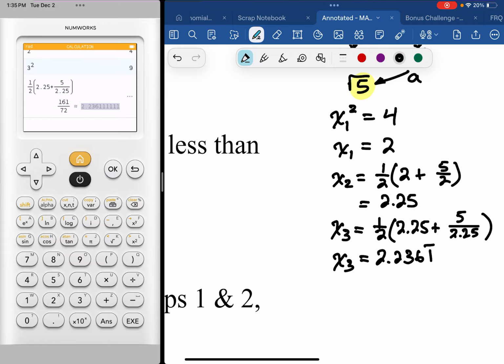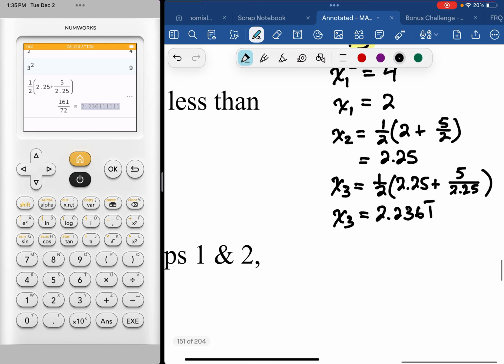If you want to leave it as a fraction, it's not a terrible idea. 161 over 72. Most calculators do this. If you scroll up, it'll give you a fractional equivalent to whatever the decimal is. So you could write it like that too. But I think we have enough accuracy here that we'll be in pretty good shape.